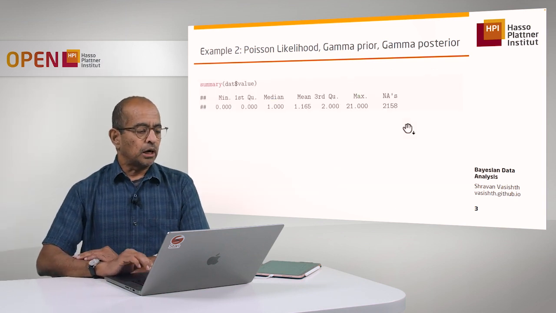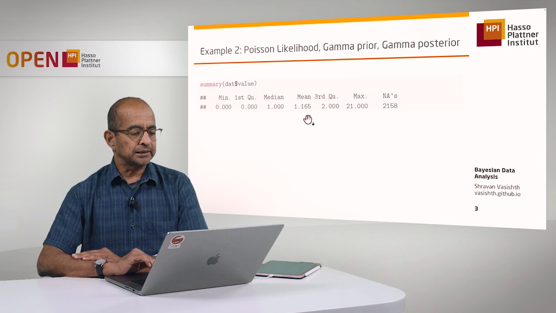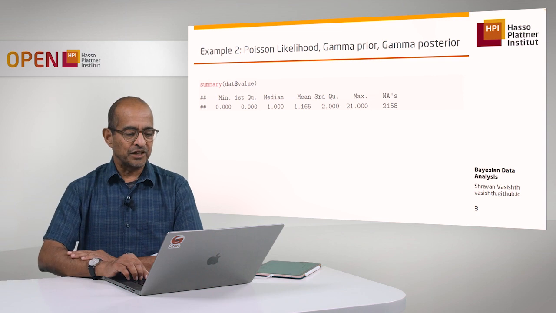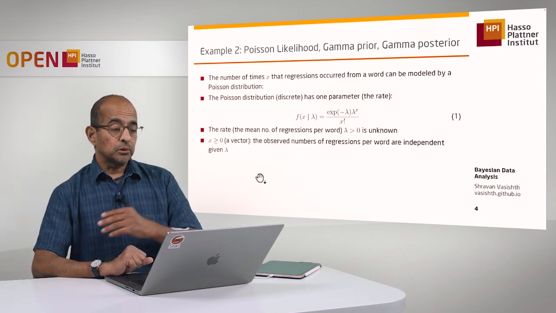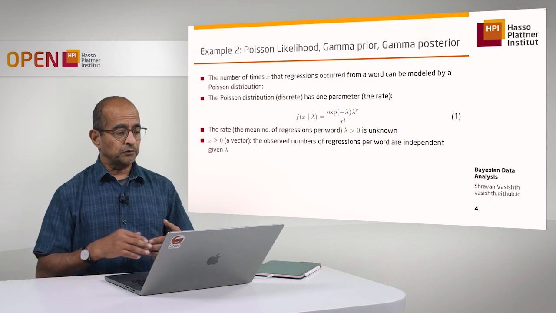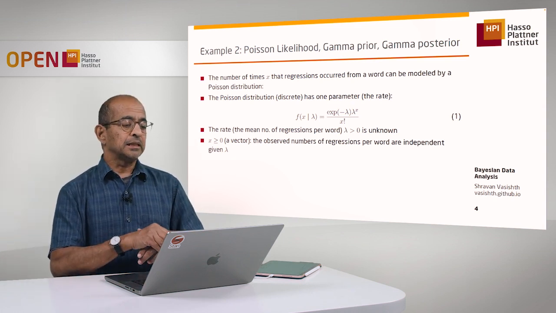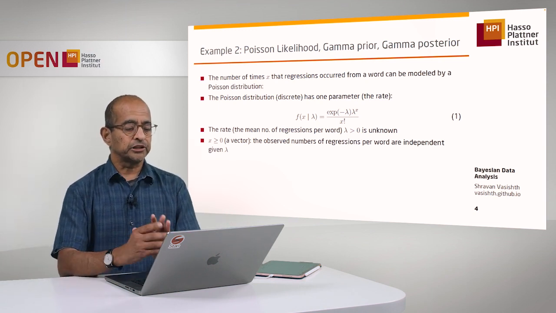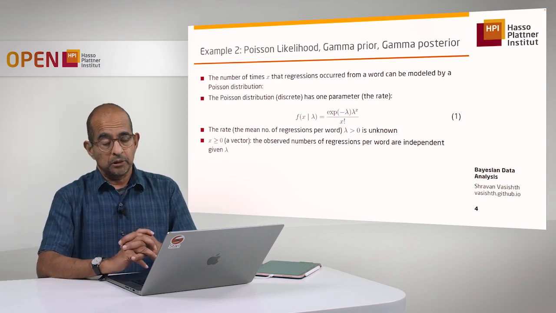Okay. So how would I analyze this data? Well, first of all, if you take a look at the data, if I look at the summary, I see that the data has a maximum value of 21, minimum of 0, lots of missing data. We can ignore that for now, right? And although I'm getting a mean of 1.165, the actual numbers are discrete numbers here, okay? You can't get 1.5 regressive eye movements in a particular word. So because the outcomes are discrete, we're going to model it using some kind of discrete random variable. And one useful random variable you can use for this particular type of data is the Poisson distribution.